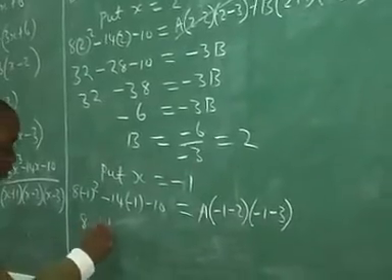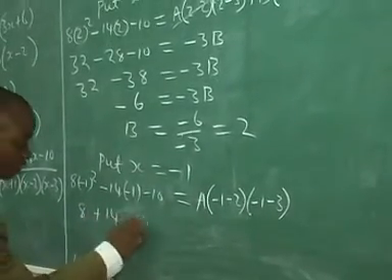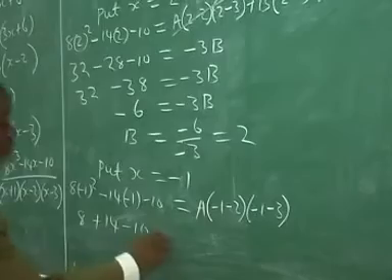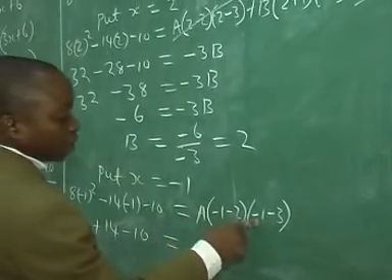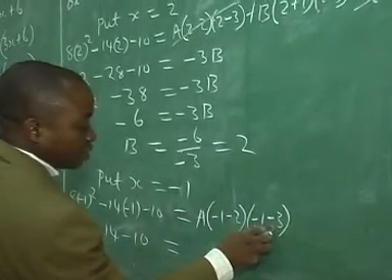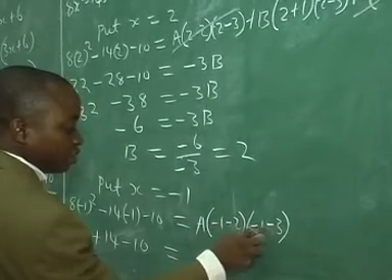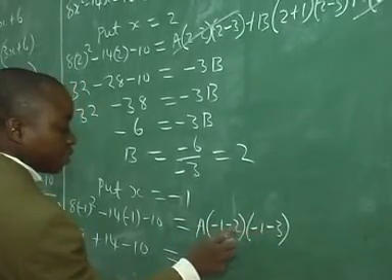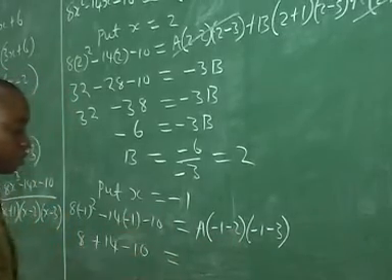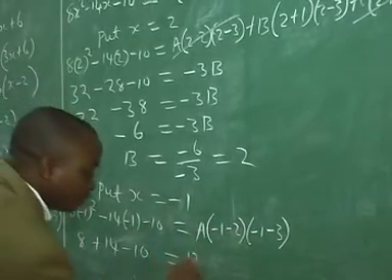Then I have plus 14 minus 10 will be equal to, and look at this, minus 1 minus 3 is minus 4. So this one is minus 3 in this bracket. This one is minus 4. Minus 4 times minus 3 will give us 12. 12 times a will give us 12a.